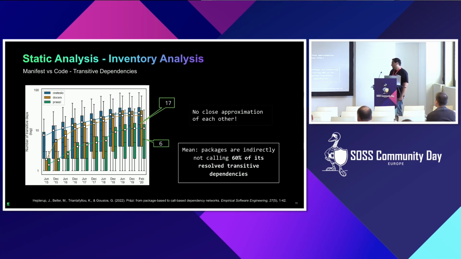And I found that on Crates.io, using the manifest-based, let's say the Cargo.lock or TOML file, you'll find 17 declared dependencies, but then you will find that the median is around 6 used dependencies. Which I find quite interesting in general, because it shows that these two representations do not really approximate each other. And I manually dug into why this was the case.